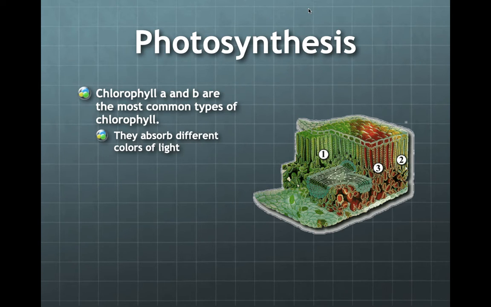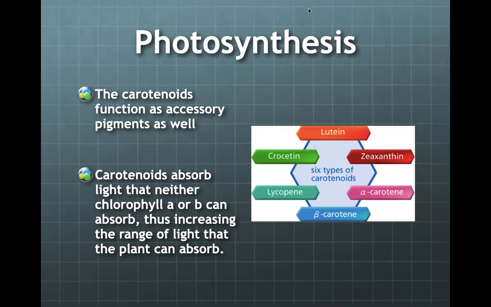So we have chlorophyll A and chlorophyll B as the main players. Usually it's mostly chlorophyll A, the second most is chlorophyll B, and the third is what we're going to talk about next. These are the most common types, and they absorb different amounts or different colors of light. Our third one is the third most common within these plants.